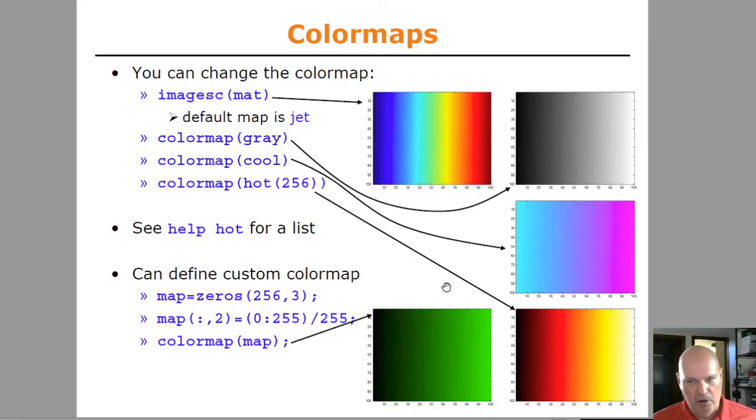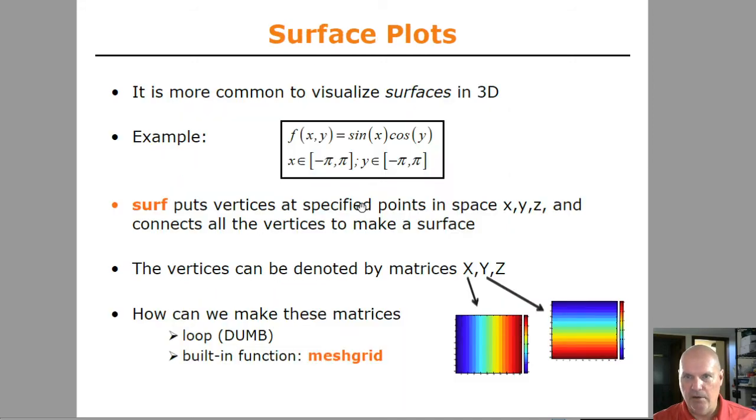But you can define your own color maps, knowing that color maps are just 3-column matrices with 256 elements. Color maps can be of different lengths, but 256 or 64 elements in a color map are kind of standard. Okay. A little more interesting than images are surface plots.